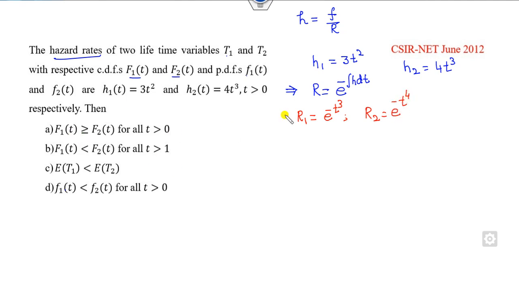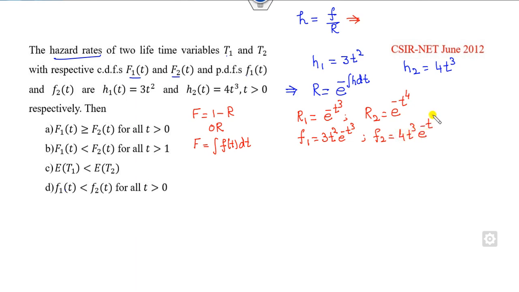Then how do you define the failure rate? So you can see this is either 1 minus R, or you can say F is nothing but the derivative of this one. Since we don't know about F, you can find the value of F from here. What is F1? It is 3 t square e raised to power minus of this, and F2 is 4 t cube e raised to power minus here.